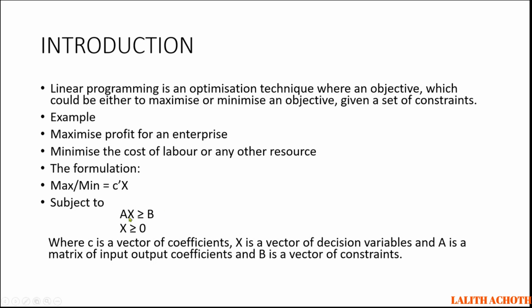Now, this objective is satisfied based on certain constraints. And the constraints are A, which is a matrix of input-output coefficients, and B is a constraint vector. And there is one universal constraint which says that X should always be greater than or equal to 0. So the decision variable will not take negative values.